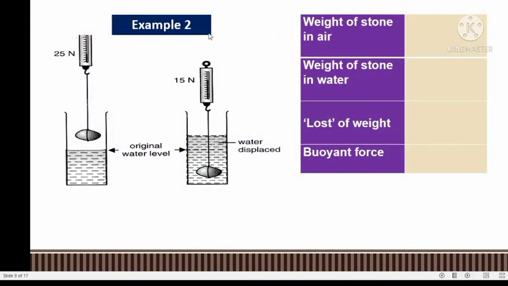Example 2, the same situation. Weight in air is 25 Newton. When immersed in liquid, you can see the amount of water displaced as compared to the original level. So the weight of the stone in water is 50 Newton. So in this case, the loss of weight is 10 Newton. Thus, buoyant force equals 10 Newton. So weight in air 25 Newton minus weight in water 50 Newton, we get the loss of weight, also known as buoyant force.